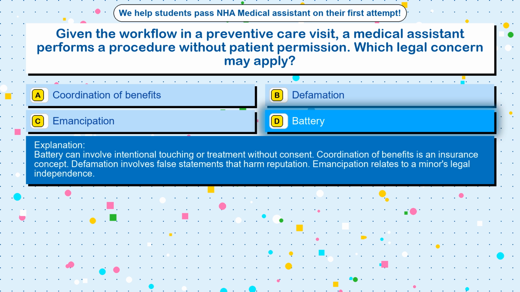Coordination of benefits is an insurance concept. Defamation involves false statements that harm reputation. Emancipation relates to a minor's legal independence.